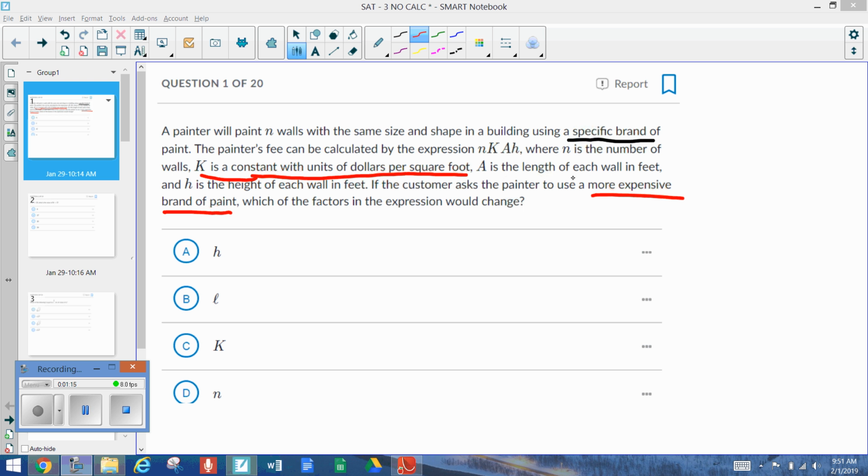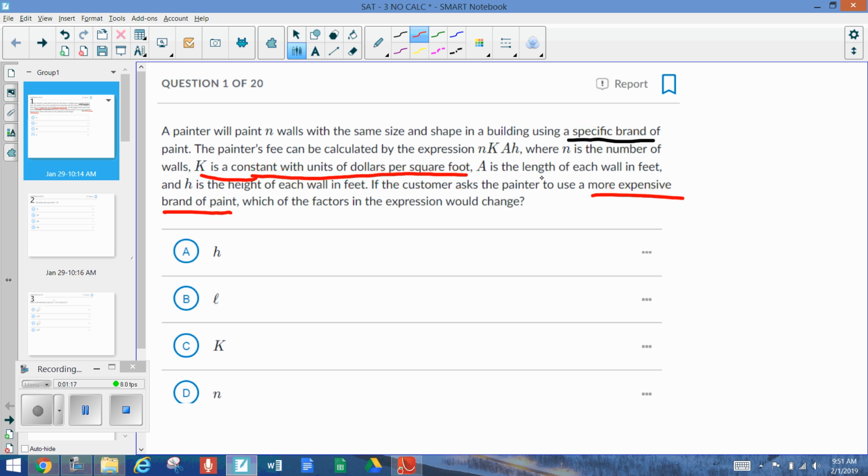A is the length of each wall, so it's not going to work out, right? If you paint a taller wall, it's not going to work out because you're going to be using the same brand of paint. H is the height of each wall. The same thing, length and height will not change the quality of the paint. So what do you think?